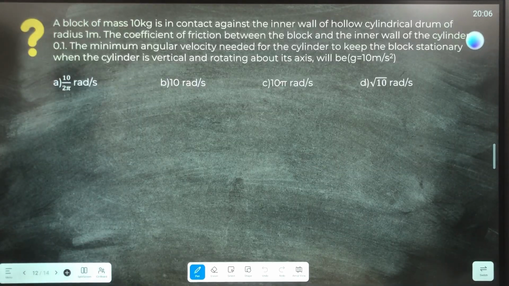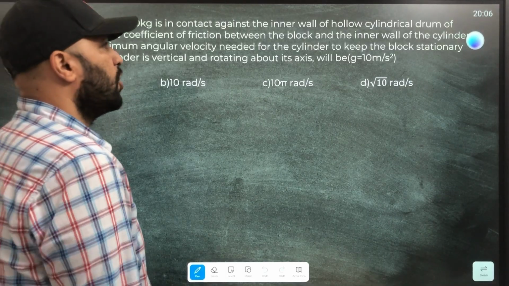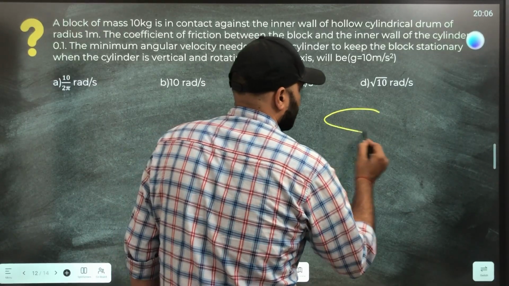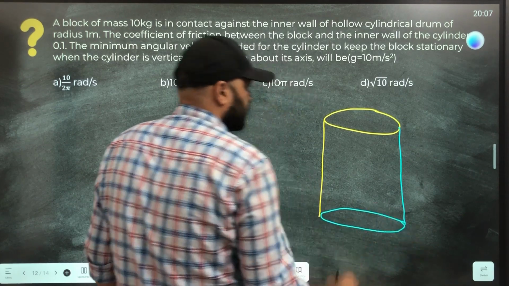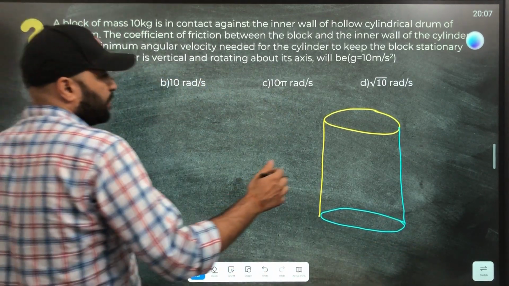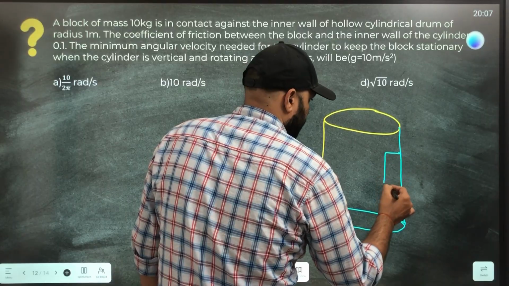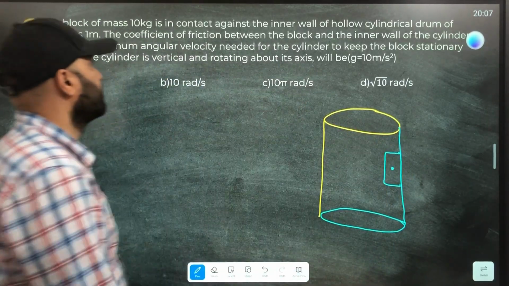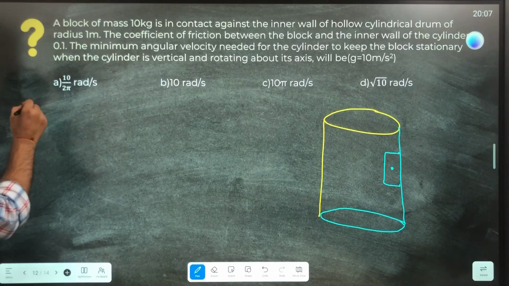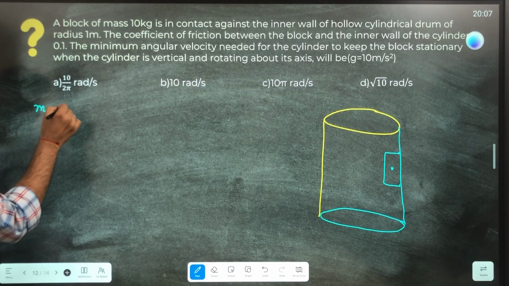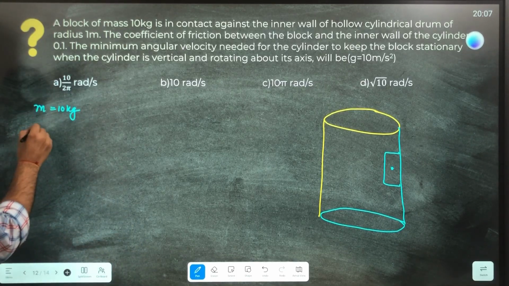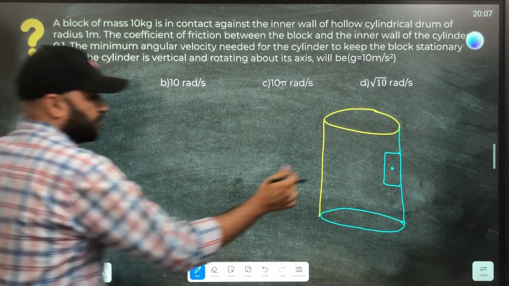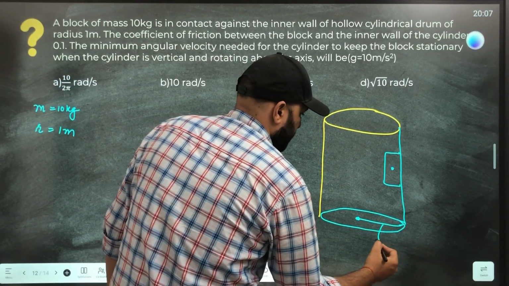Our next question says: a block of mass 10 kg is in contact against the inner wall of a hollow cylindrical drum. Let's imagine this is our hollow cylindrical drum, and there is a block of mass 10 kg over here. The mass of the block is 10 kg. The radius of this drum is 1 meter over here.